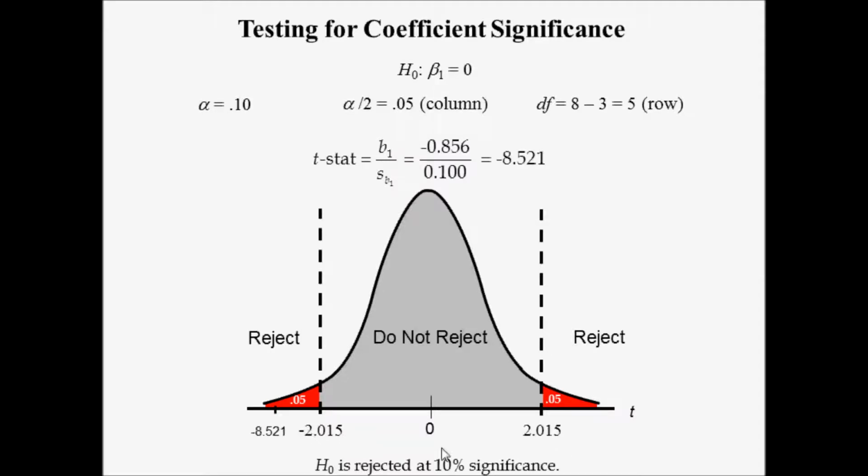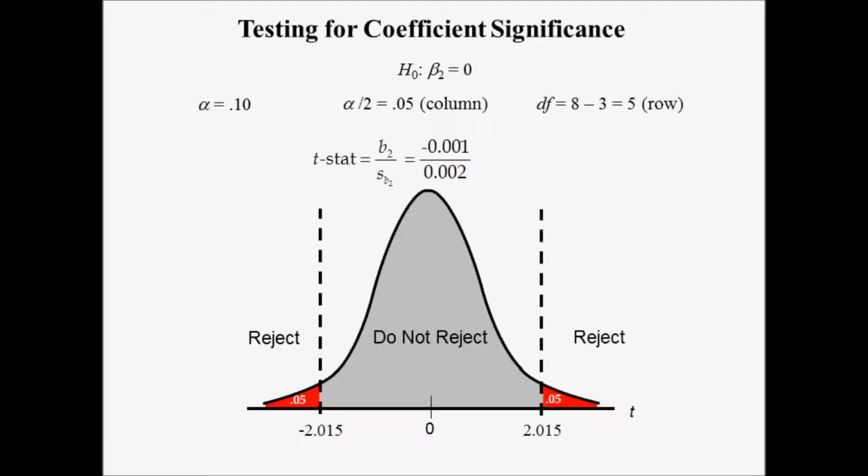The critical values are the same for both tests. Why is that? Because significance doesn't change. It's a two-tailed test. We have 8 observations, and we estimated 3 parameters, beta 0, beta 1, and beta 2. The thing that does change is the test statistic.